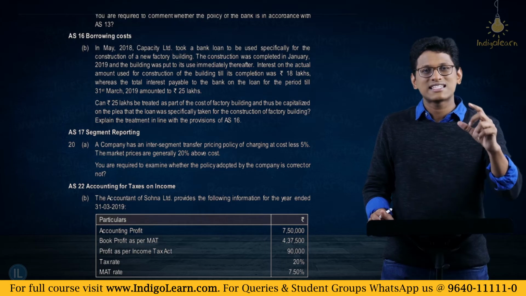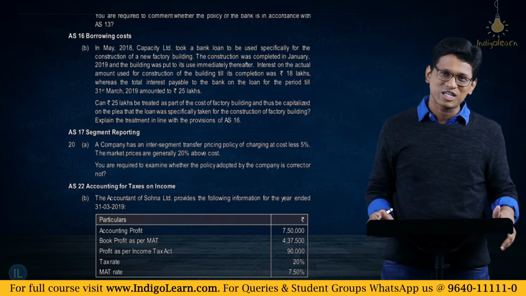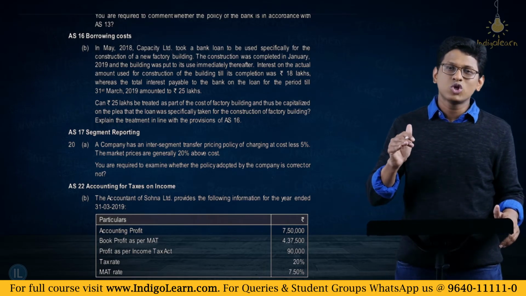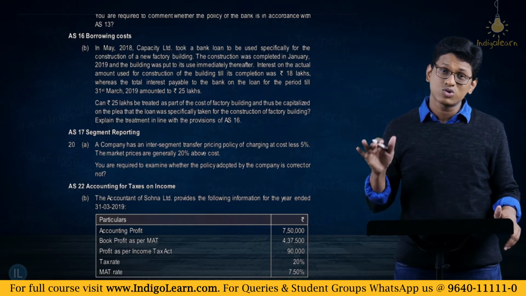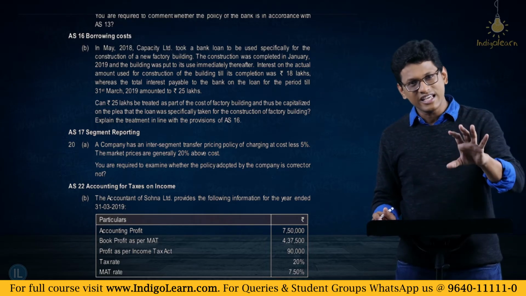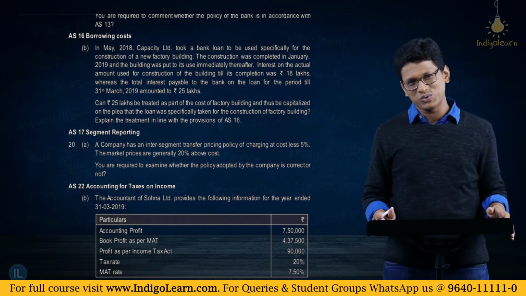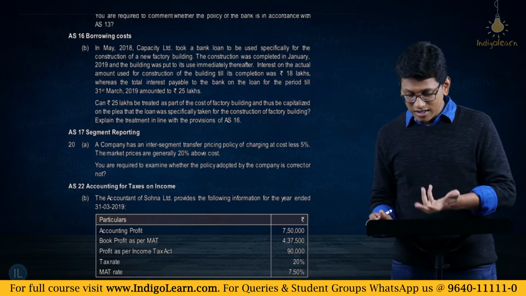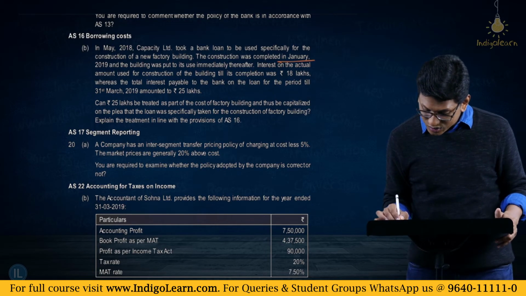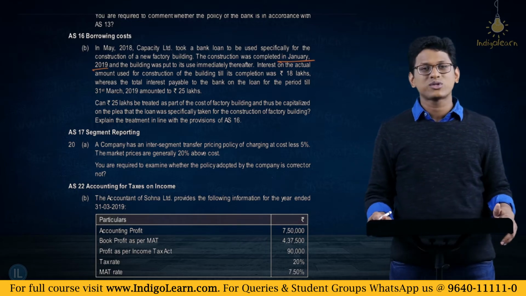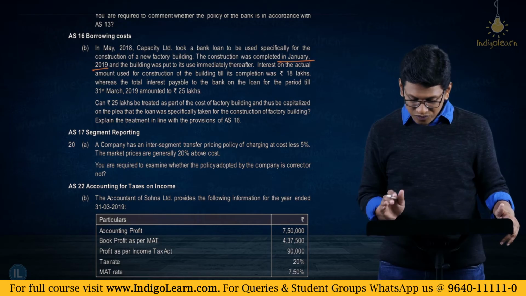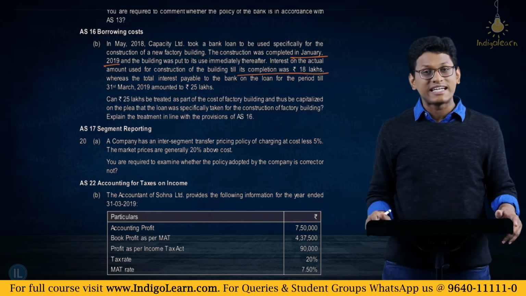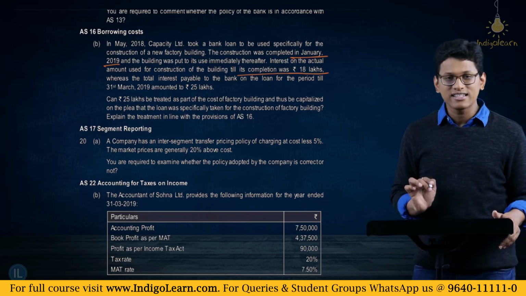We have this as a topic called cessation of capitalization in AS 16. Cessation of capitalization says that the capitalization on this qualifying asset should cease once the qualifying asset is ready or substantially ready for its intended use. Ready or substantially ready for its intended use. In our given case, when was this qualifying asset ready for its intended use? Completed in January 2019. Now, till its completion, interest was 18 lakhs. Okay, right. Let's understand this carefully.